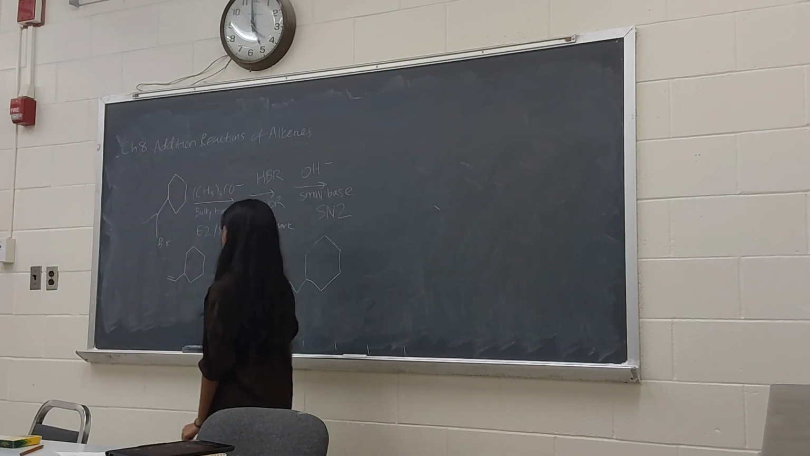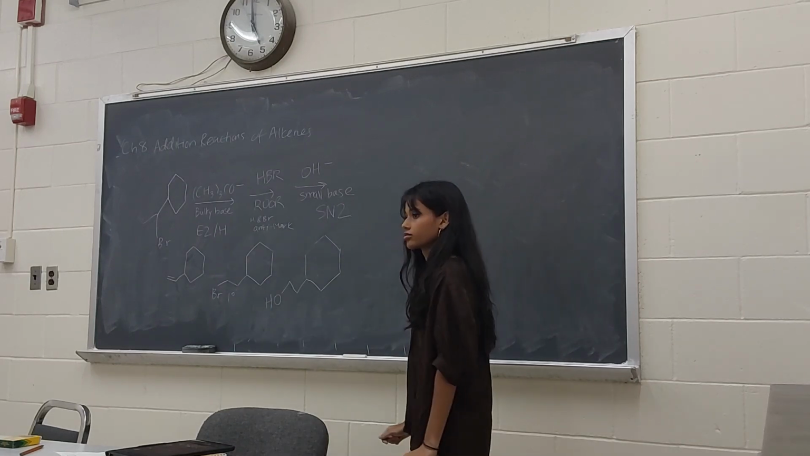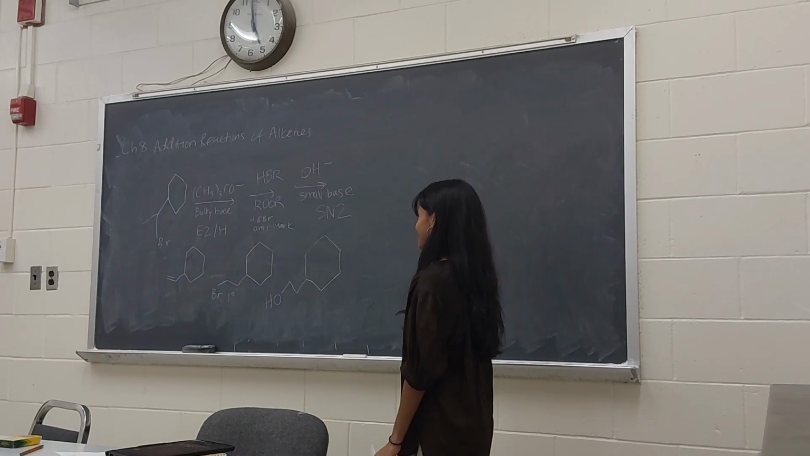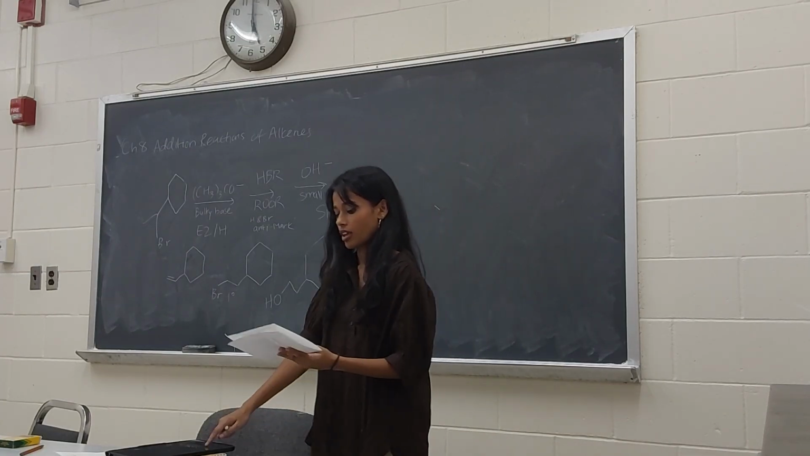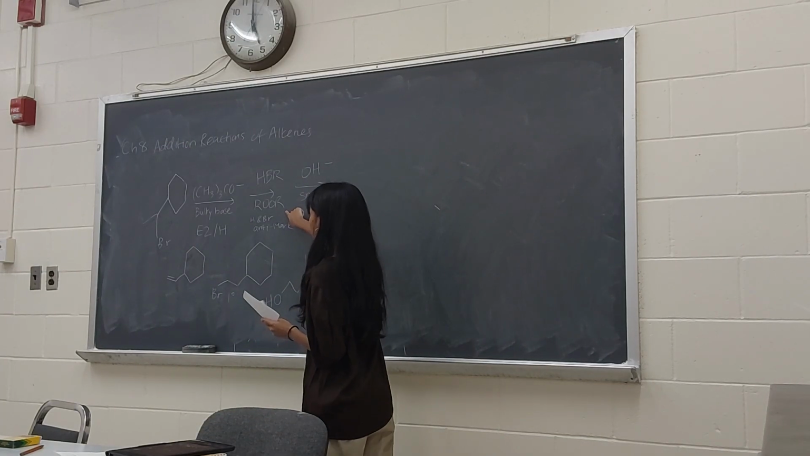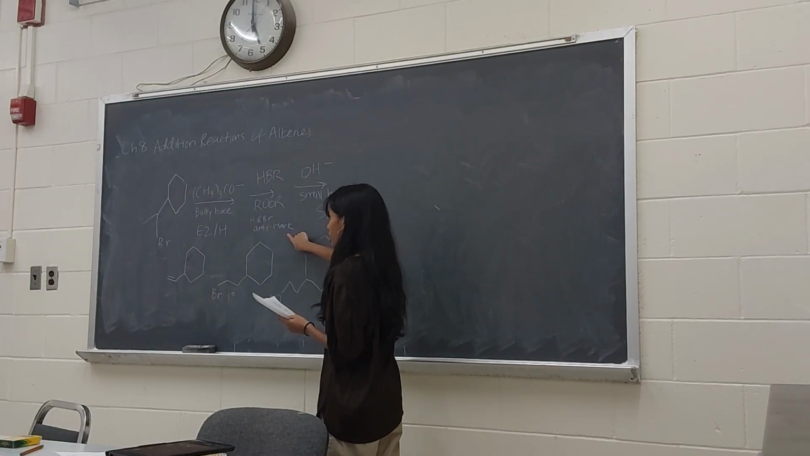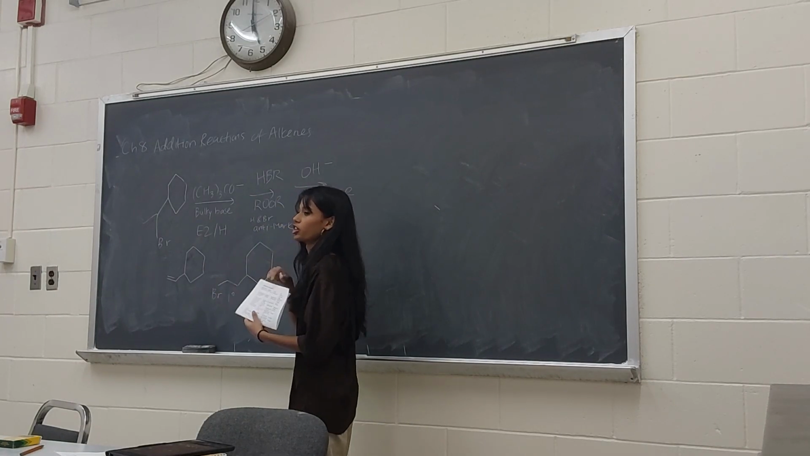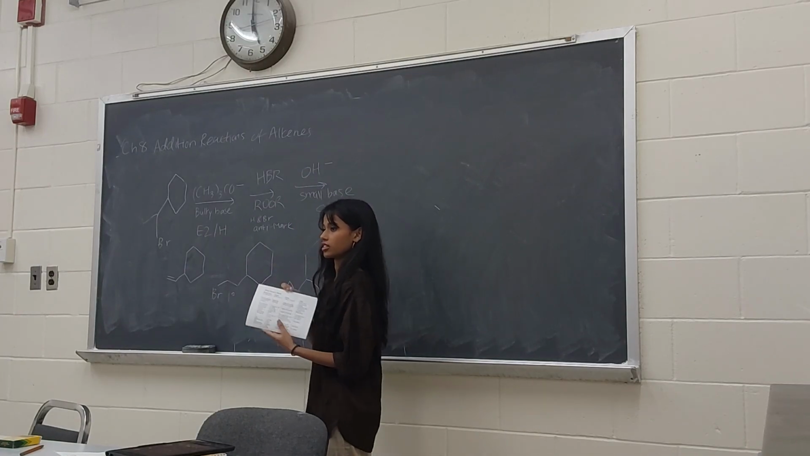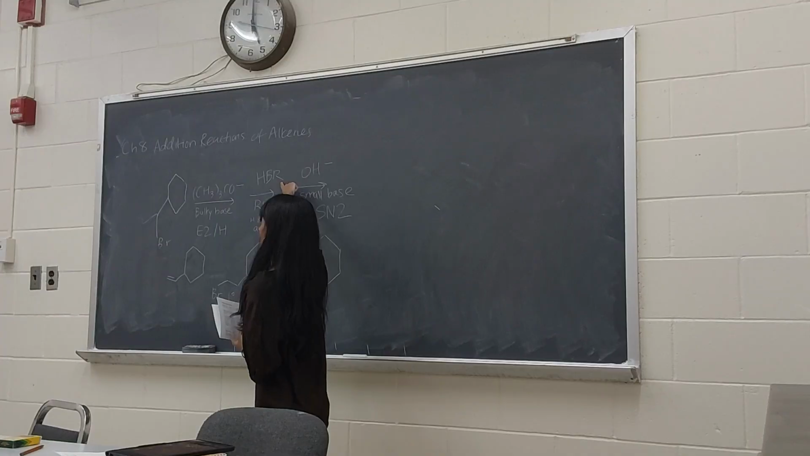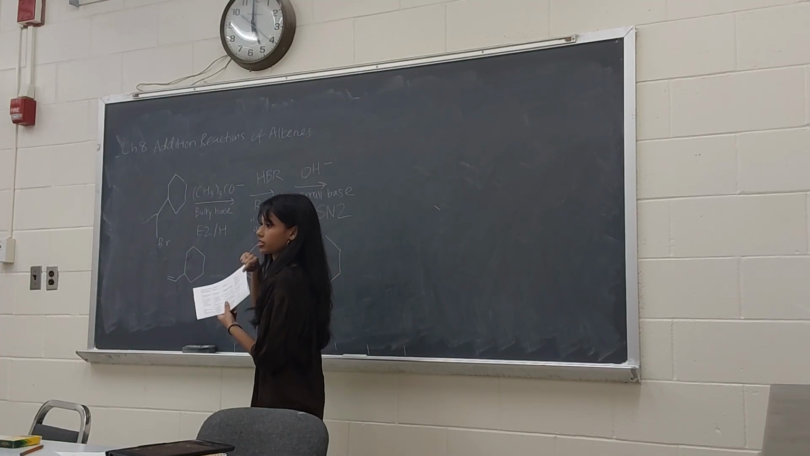How would you know if it's anti-mark or not? It'll tell you. You look up HBr and right next to it, HBr with ROOR is going to be anti-mark. If it was just HBr, then it would be mark. It's all in the table. Both of these will be written, and then you look it up and know that it's anti-mark.